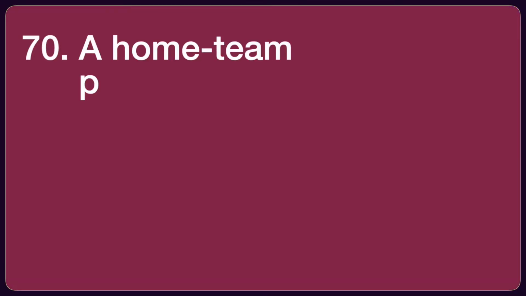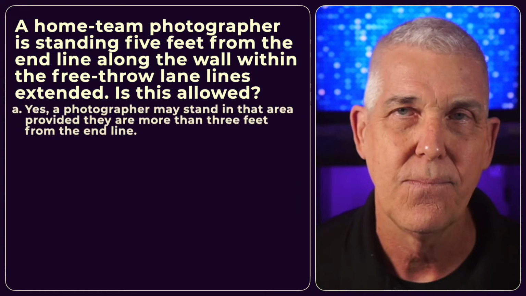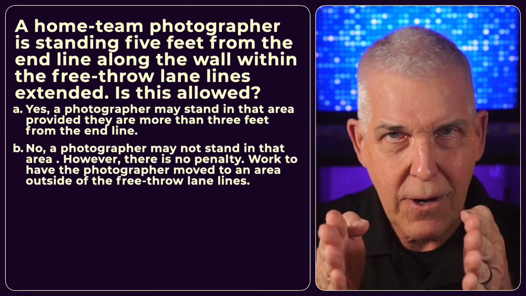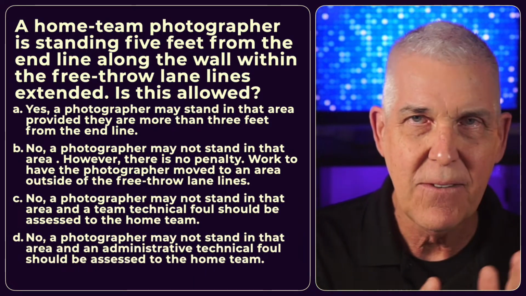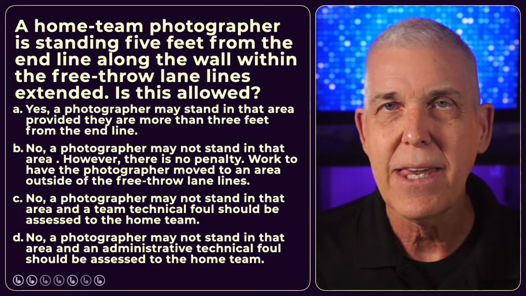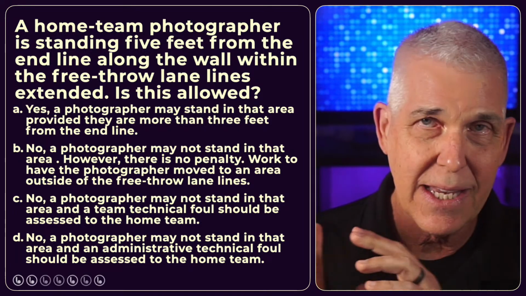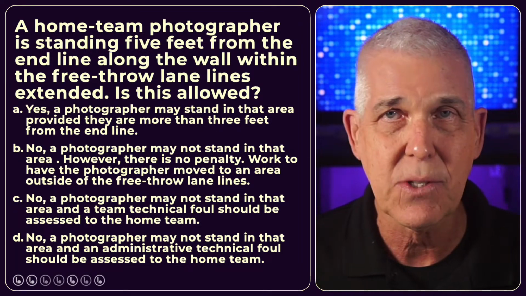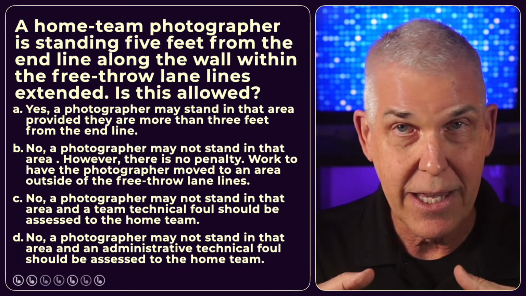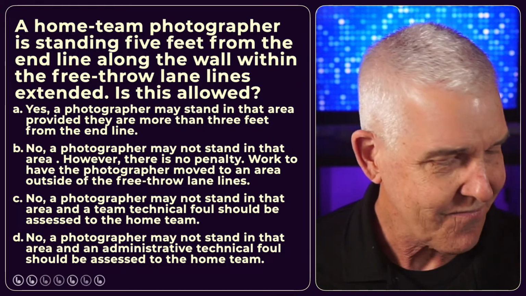Next question. A home team photographer is standing 5 feet from the end line along the wall within the free throw lane lines extended. Is this allowed? A photographer, free throw lane lines extended, 5 feet from the court up against the wall. NFHS changed the rules several years ago saying let's not have anybody in this area, because we're going to have players in this area potentially running out of bounds at a high rate of speed. Let's not put cheerleaders, photographers, fans in this area.